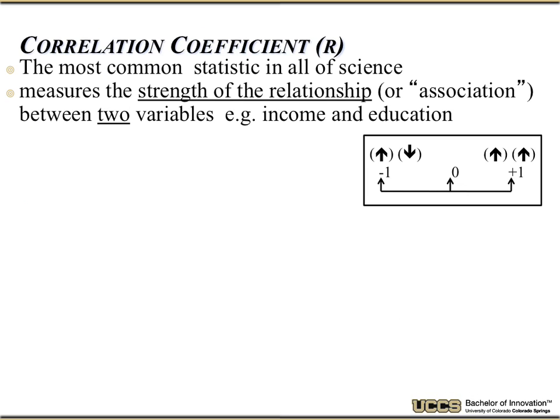So when we talk about correlation, the variable that is probably the most common statistic in all of science is what's called the correlation coefficient, generally called the variable R. I have no idea why. And it measures the strength of the relationship or the association between two variables. For example, income and education. If I increase the independent variable and I get an increase in the dependent variable, then we say they are positively correlated. Increase goes with increase. If when I increase one, I decrease the other, then they are inversely correlated or negatively correlated.